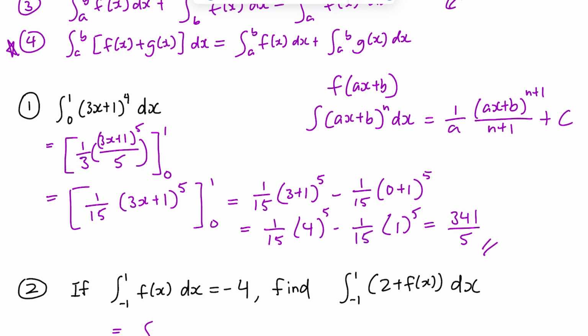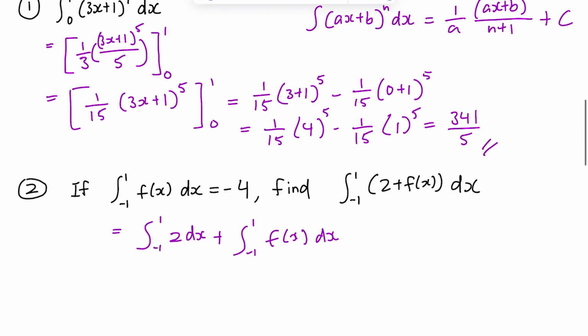So that is the same as the integral of 2 plus the integral from -1 to 1 of f of x, let's add the dx. And for the first one, if you think about it, 2 is just a constant number. That means that it is a horizontal straight line, y equals 2.